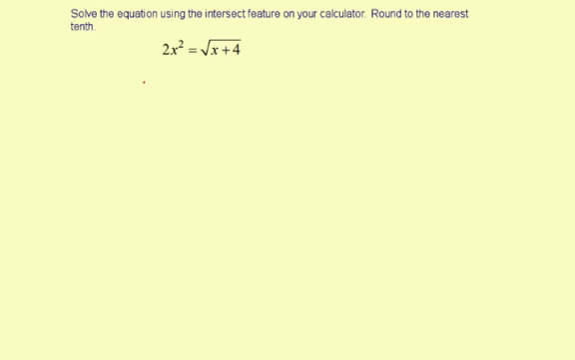Here's what you do. You split it up. So y1 equals 2x squared. And then y2 equals the square root of x plus 4. So what you do is you graph these two functions on the calculator at the same time, and where the functions cross each other, or where they intersect, that's going to be a solution or solutions to the equation that's written up here. It's basically saying where does the left side equal the right side.